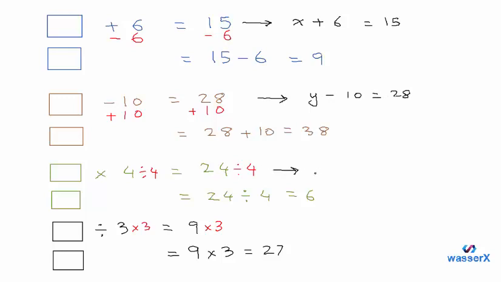This one could be written as P times 4. Now P times 4 in algebra is written as 4P. That's the same as 4 times P = 24. Or this one could be written as A divided by 3, or A over 3 as a fraction, is equal to 9. Let's try out a few examples.